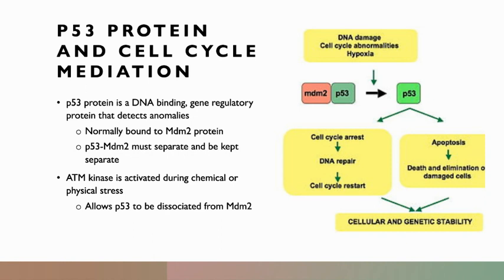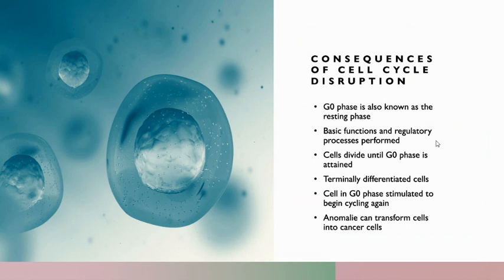Because there are consequences if the cell cycle doesn't go through the way it's supposed to. And let's talk about these consequences. So the G0 phase, we saw this earlier in the image, it's also known as the resting phase. This is when the cell is kind of done working, it's retired. During this time, the cell is performing its basic functions and regulatory processes. However, it's not dividing. It's just living its life.